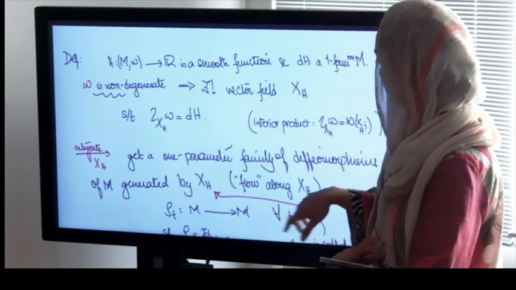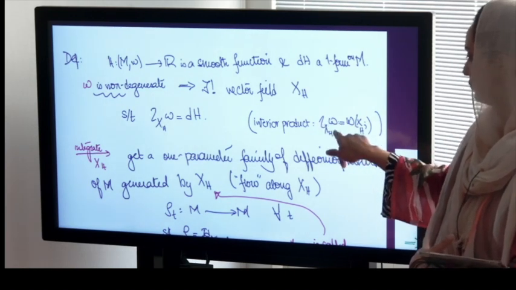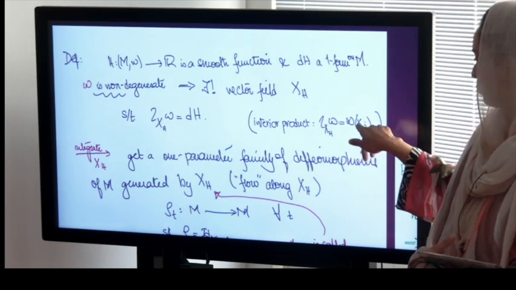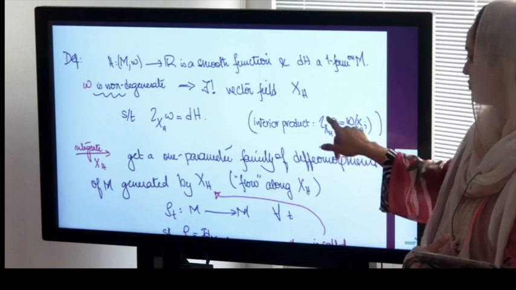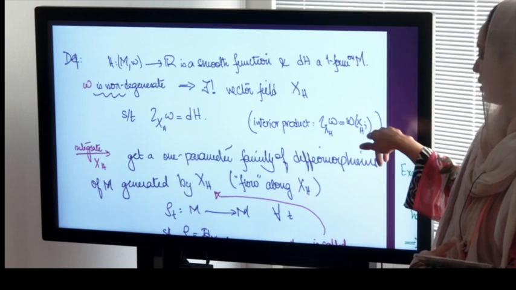So what's the interior product, just to recall? When you contract a two-form, which is supposed to have two arguments, by a vector field, you get one argument less.